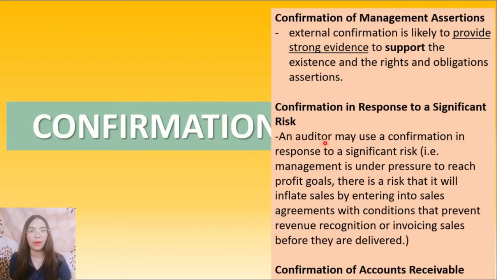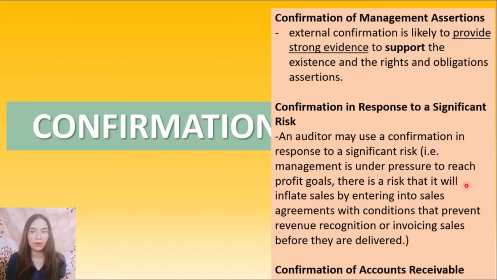Next one, yung confirmation din, pwede rin natin itong magamit as a response to a significant risk. Example, yung management, under pressure siya na ma-meet dapat yung profit goal natin this year, dapat 10 million pesos. So, meron tayong risk on. So, pwede natin gamitin yung confirmation audit procedure para mabawasan or ma-eliminate natin yung risk na yung management, i-inflate nila yung sales by entering into sales agreement. And dun sa confirmation natin, hindi lang natin nalalaman kung ano yung amount ba information or data na kailangan natin i-confirm.